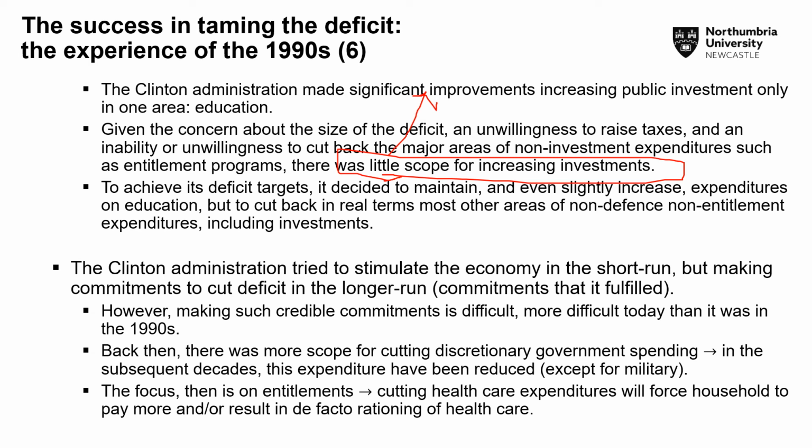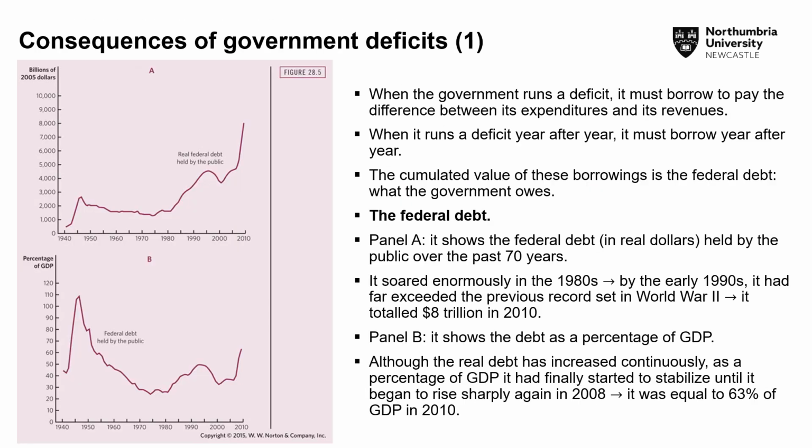So ultimately, an approach is to stimulate the economy in order to generate more taxes to cover the deficit, and that is the aim in the short run. And hopefully what this leads to is a drop in the deficit. But the problem is that cutting expenditure in some areas will have consequences. So what are the consequences of government deficit? When a government runs a deficit, it must borrow to pay the difference between its expenditures and revenues. And this is what I've been narrating through the previous slides.